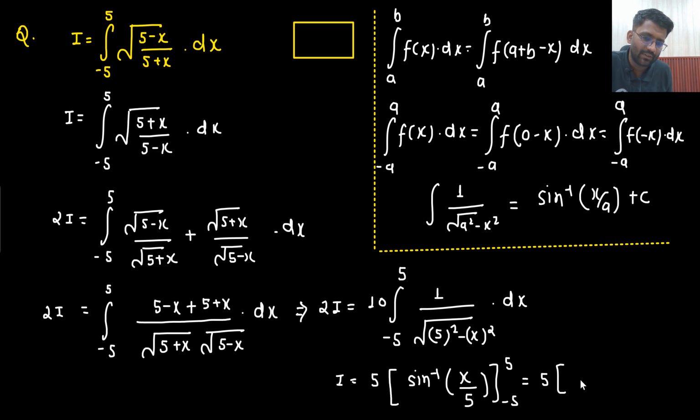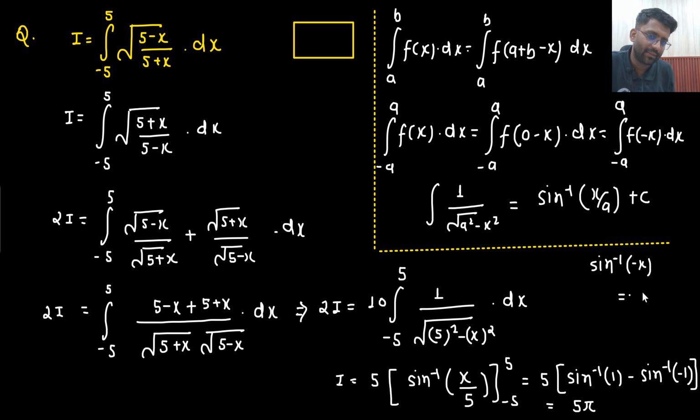So 5 times sine inverse of 5 by 5 will be sine inverse 1 minus sine inverse minus 1. So 5 into sine inverse 1 is pi by 2, so 5 pi is the answer. What is sine inverse 1? What is sine inverse of minus x? That is nothing but minus sine inverse x.